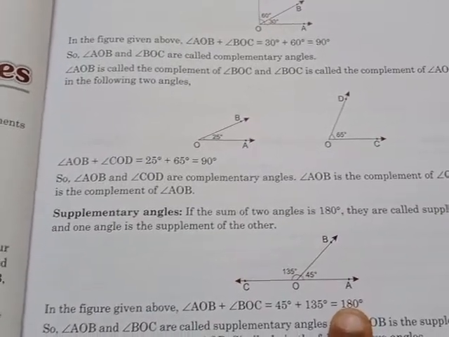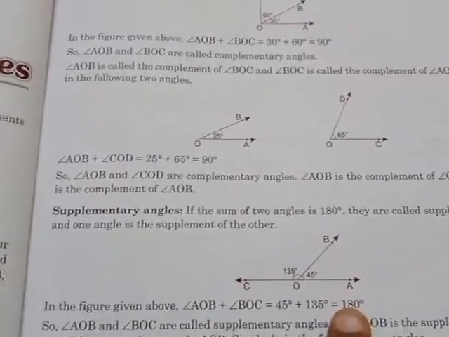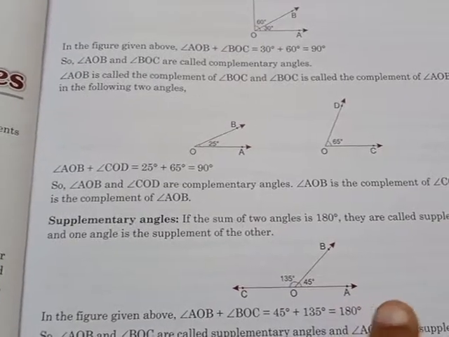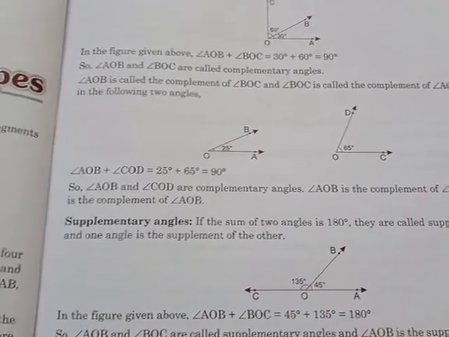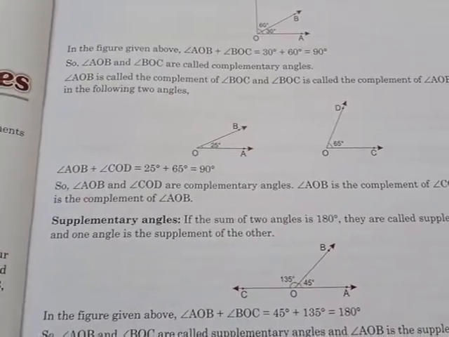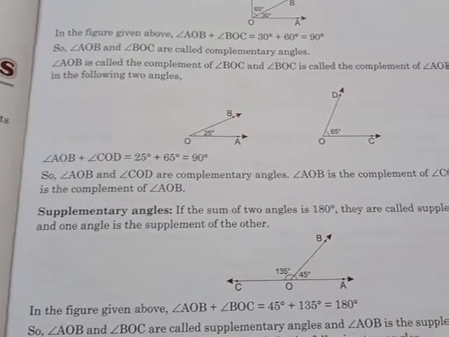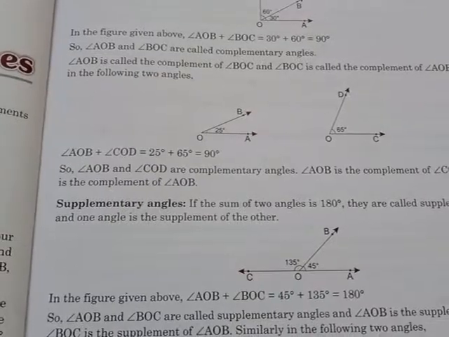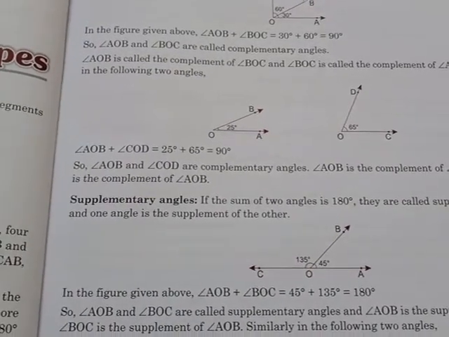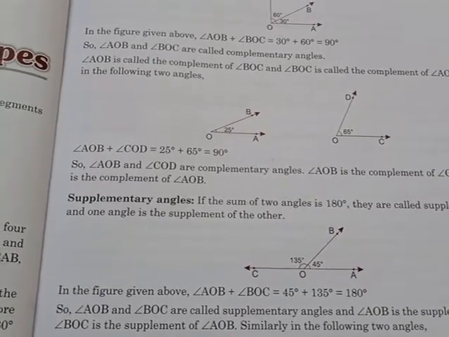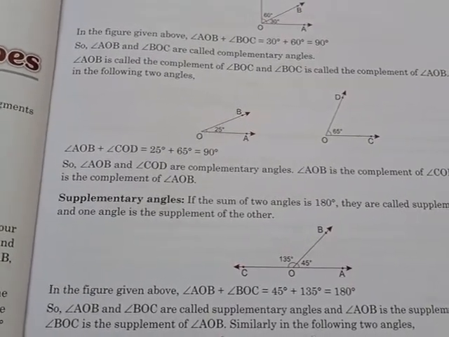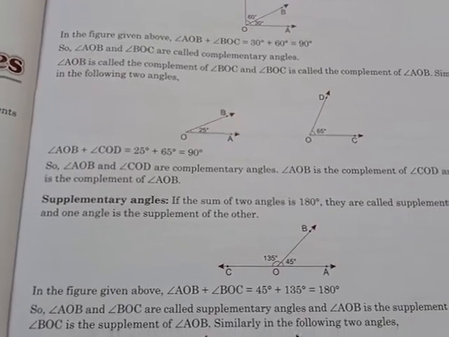Suppose one angle is 100 degrees, at that time 180 minus 100, that means 80 degrees is the supplement of a 100 degree angle. When it is supplementary, at that time we should subtract this particular angle from 180 degrees, because the sum of the two angles is 180 degrees.